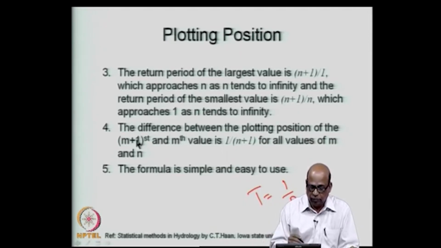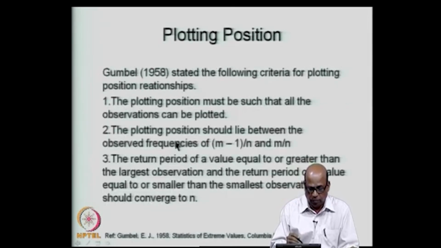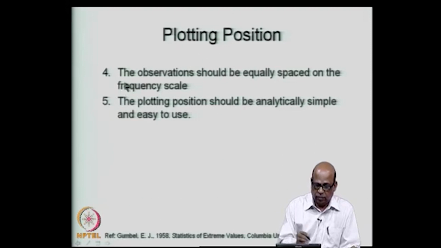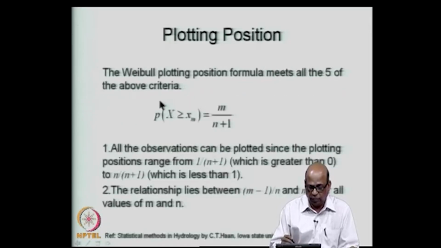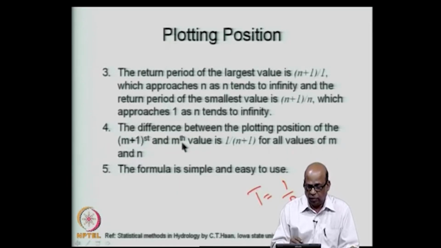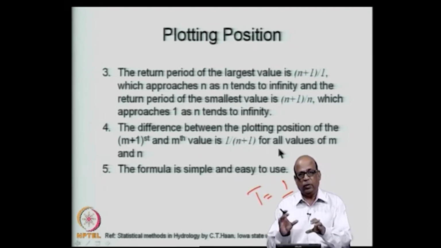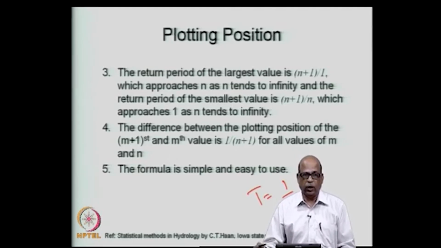Then the fourth condition is that the difference between the plotting position of the m plus 1th and mth value is 1 divided by n plus 1 for all values of m and n. What is the fourth condition of Gumbel's? The observations should be equally spaced on the frequency scale. That is what we are saying here. The difference between the plotting position of the m plus 1th and the mth value is 1 divided by n plus 1, which remains the same for all values of m and n. That means the frequency remains the same across different plotting positions.